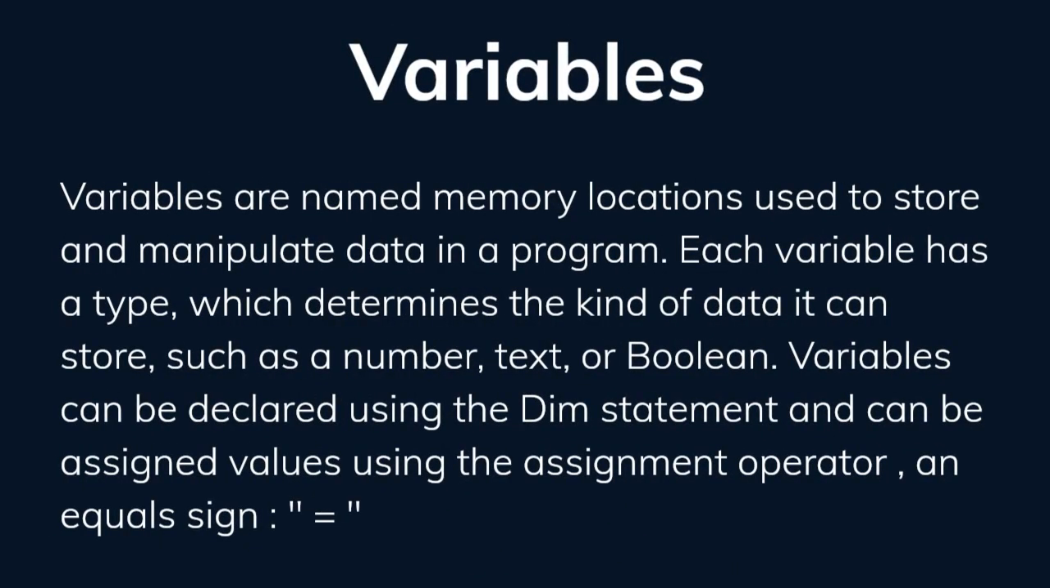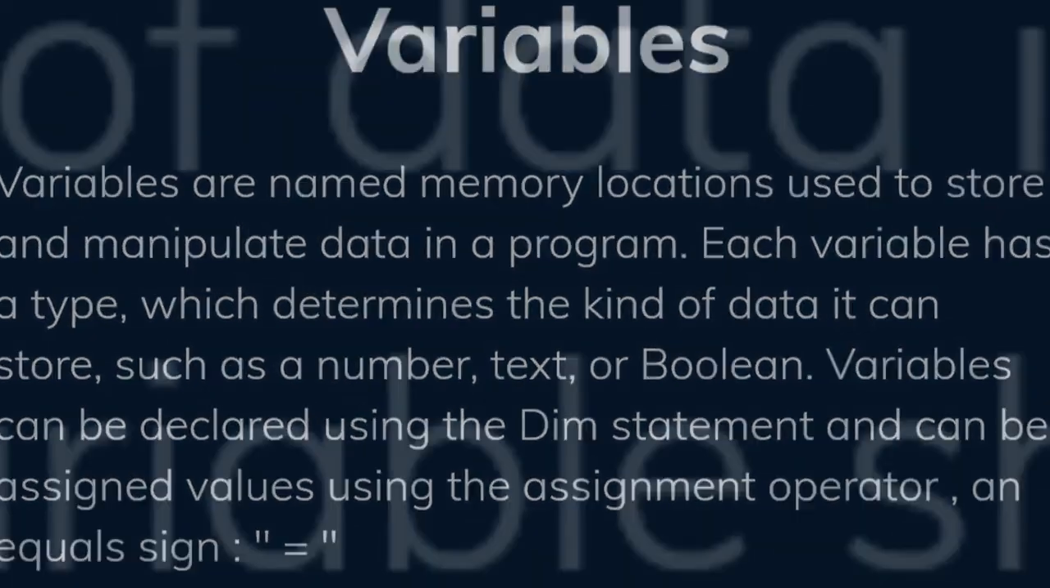What are variables? Variables in Visual Basic are named memory locations to store and manipulate data in a program. Each variable has a type, which determines the kind of data it can store, such as a number, text, or boolean. Variables allow us to access and modify the data stored in memory. Variables can be declared using the Dim statement and can be assigned values using the assignment operator.